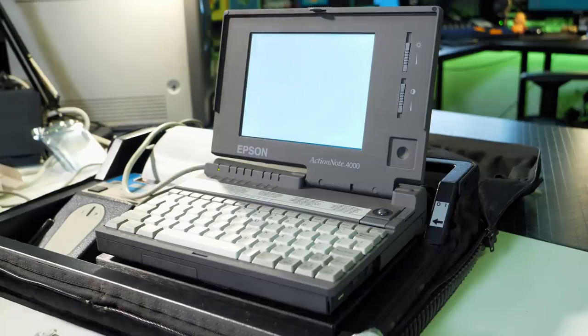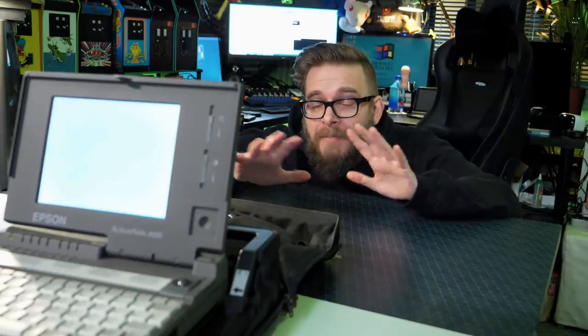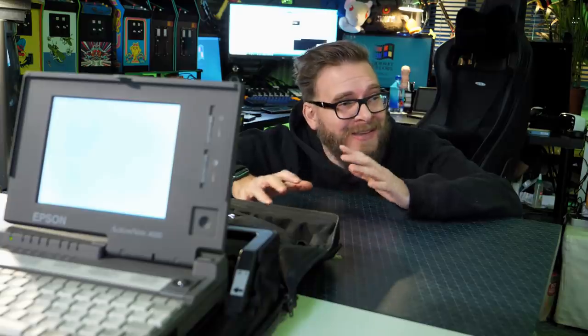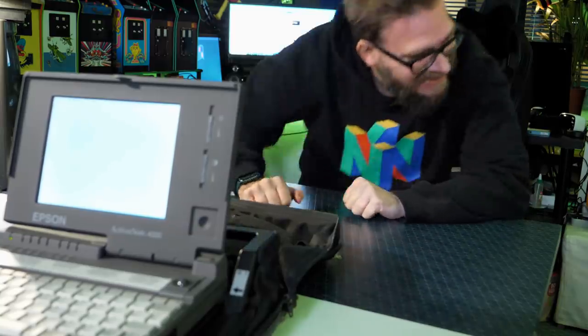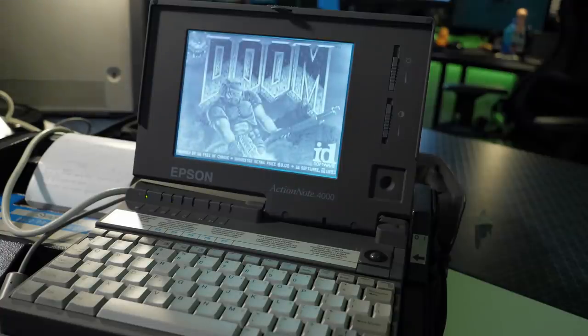Oh god! It works! This is a moment... oh my god. I've been trying to get that laptop to boot to DOS for days. For hours. Hours on end. Without a floppy drive. And finally, it actually works! Yes! Now we can play Doom.